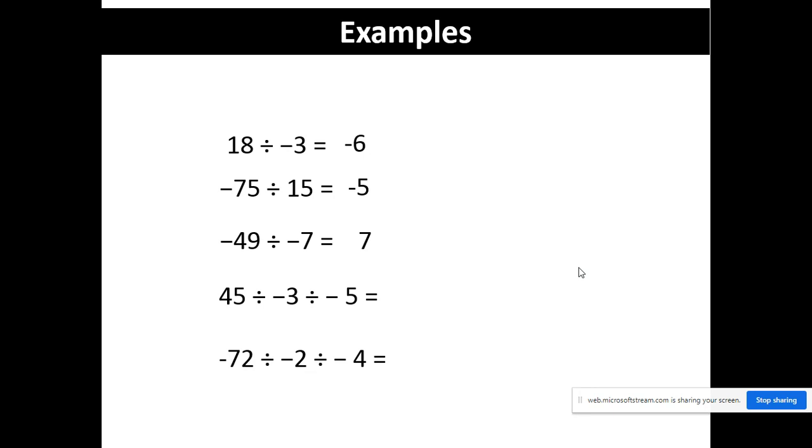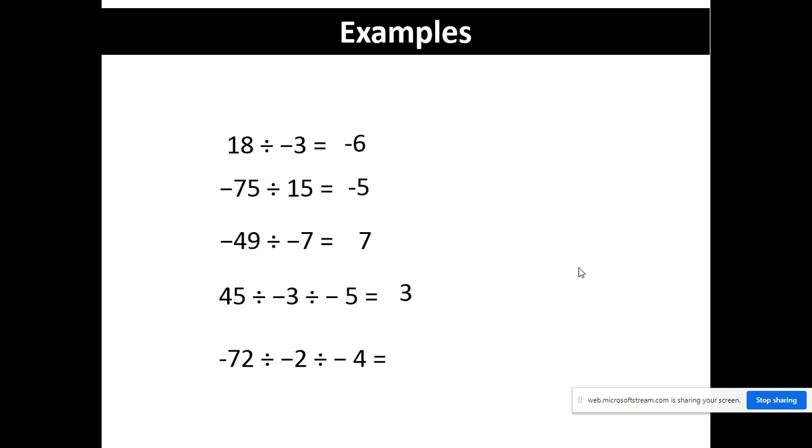Okay. 45 divided by minus 3 divided by minus 5. Oh, okay, this is a mad one. What would the answer here be? Well, first of all, forget about the negative signs again. What is 45 divided by 3? 15. Divide that by 5 again. 15 divided by 5 is 3, right?